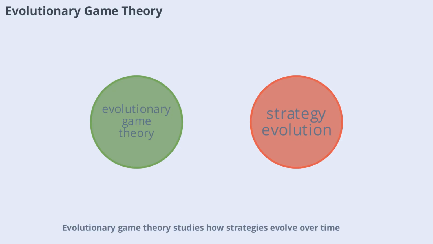Evolutionary game theory studies how strategies evolve over time, especially in biology and social systems. Instead of rational players, it looks at populations where successful strategies become more common. This approach helps explain behaviors like cooperation, competition, and even altruism in nature.